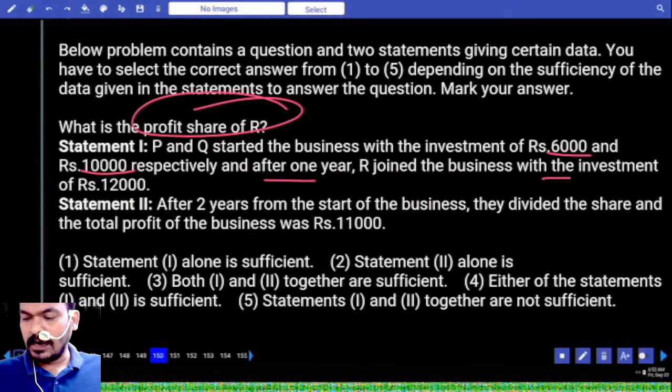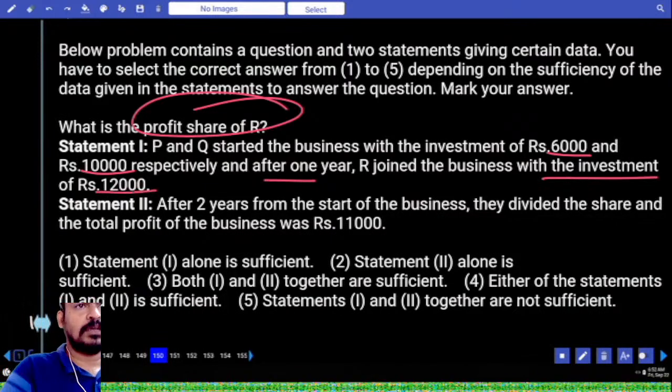After 1 year, R joined with the investment of 12,000. There is no clarity about total time or total profit in the first statement. What is the second statement?